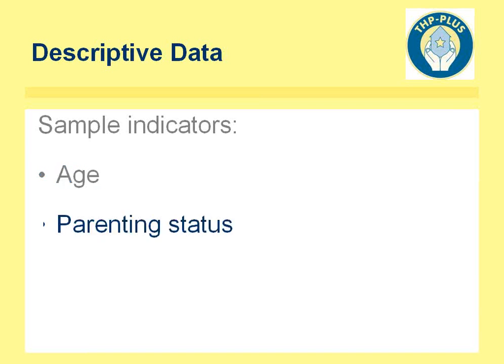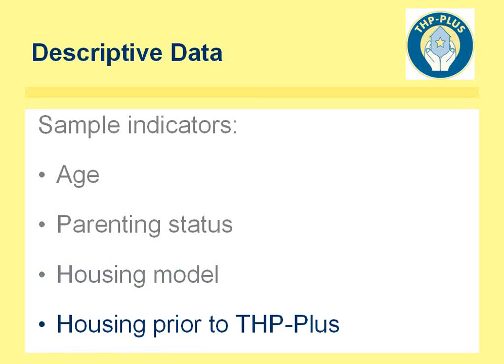So the types of information that are included in the summary reports include, again, basic descriptive data. Examples of some of the information in there would be age. So, how many 19-year-olds were served in the THP-Plus programs in your county, how many 24-year-olds, that kind of thing. Parenting status, for example, what percentage of the participants were custodial parents or not. Housing model, how many participants were in a host family program versus in a scattered site model versus in a single site model. What type of housing prior to THP-Plus, broken down by percentage and by number.